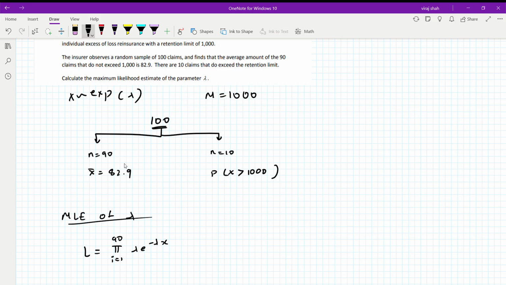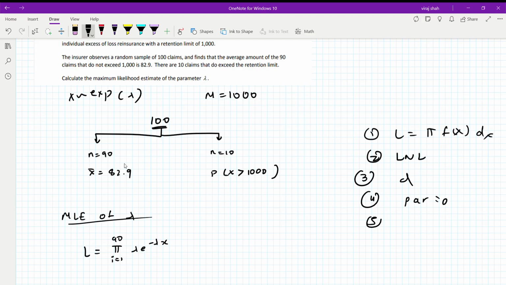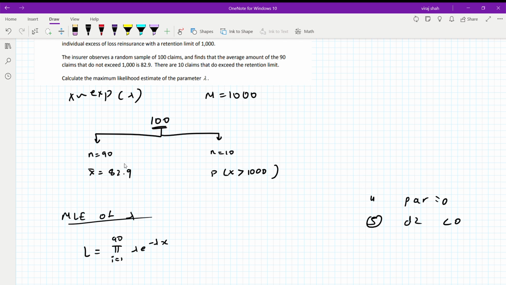Remember the steps for MLE. First is L is equal to the product of f of x. Second is your log L. Third is the derivative. Fourth is to take your parameter equal to 0. And fifth step is to prove that the second derivative is less than 0. We are going to do those steps. So this is for the 90 claims. For the remaining 10 claims, we use the probability of X greater than 1,000.